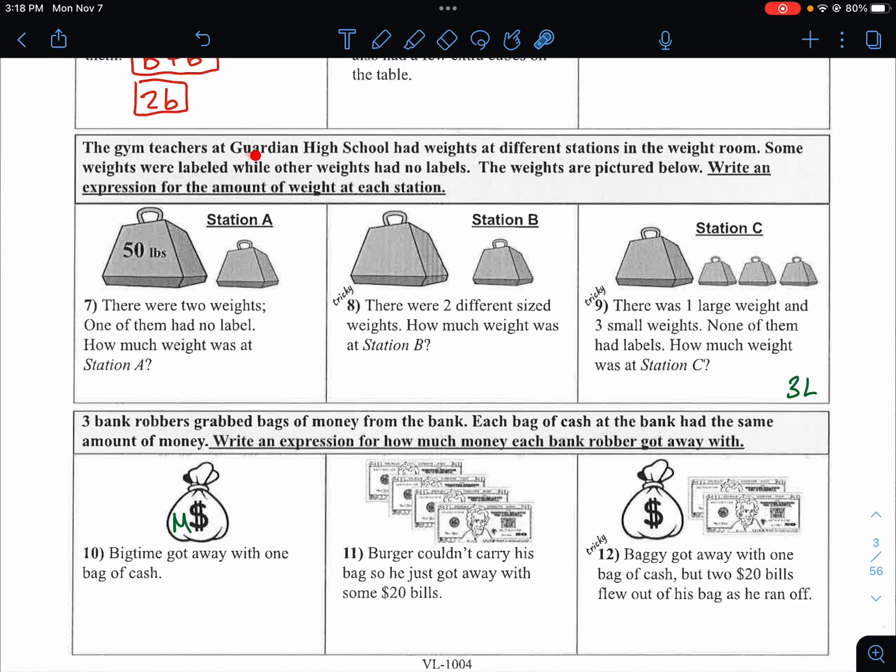It says the gym teachers at Guardian High School had weights at different stations in the weight room. Some weights were labeled, while other weights had no labels. The weights are pictured below. Write an expression for the amount of weight at each station.